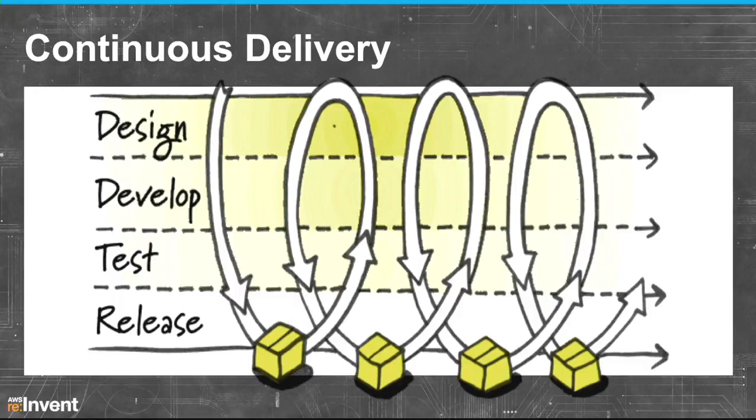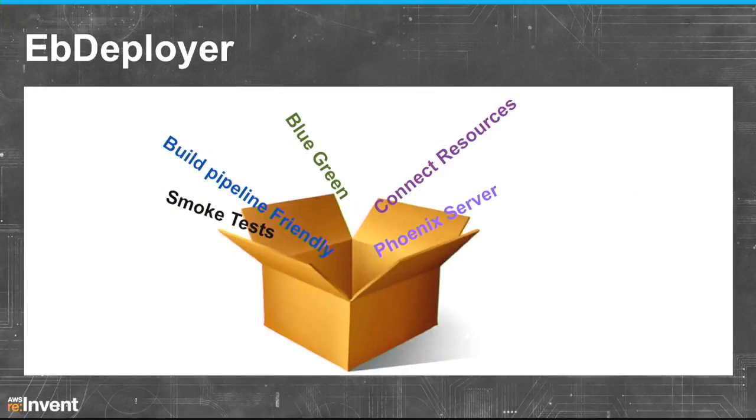So why should you use EB deployer? What do we get out of the box from EB deployer? Well, automated and safe blue-green deployment with smoke tests. And it's build pipeline friendly. You can put it into your automated deployment process very easily. And it helps you define shared resources between the blue and the green environment, and have different deployment flavors that you can choose.